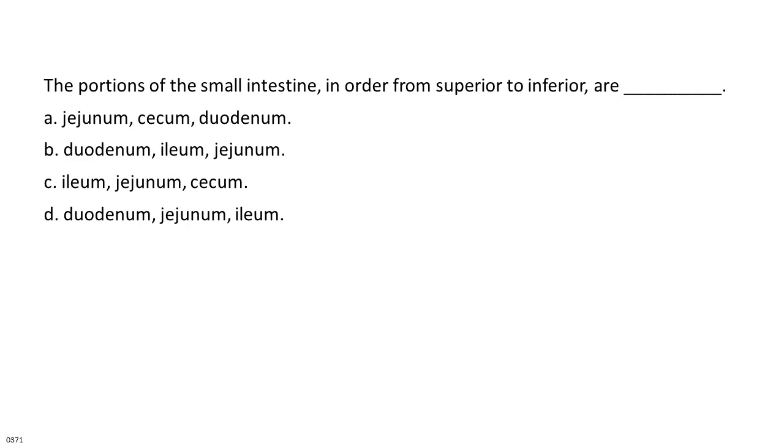The portions of the small intestine, in order from superior to inferior, are dash. A. Jejunum, cecum, duodenum. B. Duodenum, ileum, jejunum. C. Ileum, jejunum, cecum. D. Duodenum, jejunum, ileum.